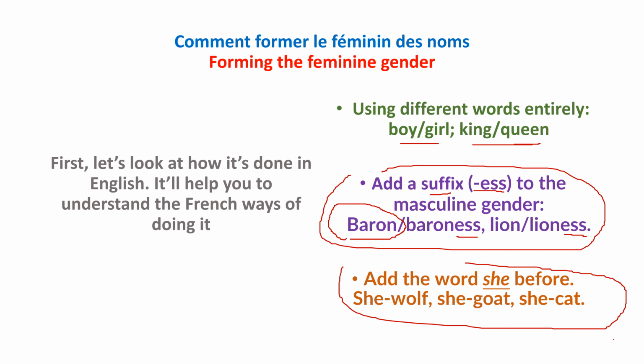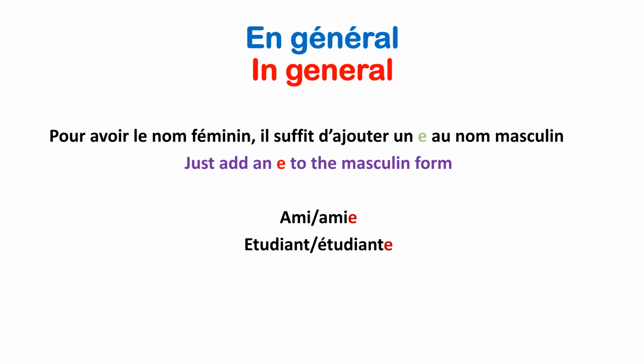There is another way. We add she before the word. And of course, there is here a little dash to make it one word. So a she-wolf means a female wolf. A she-goat, and the same goes for a she-cat. How does the French do it?